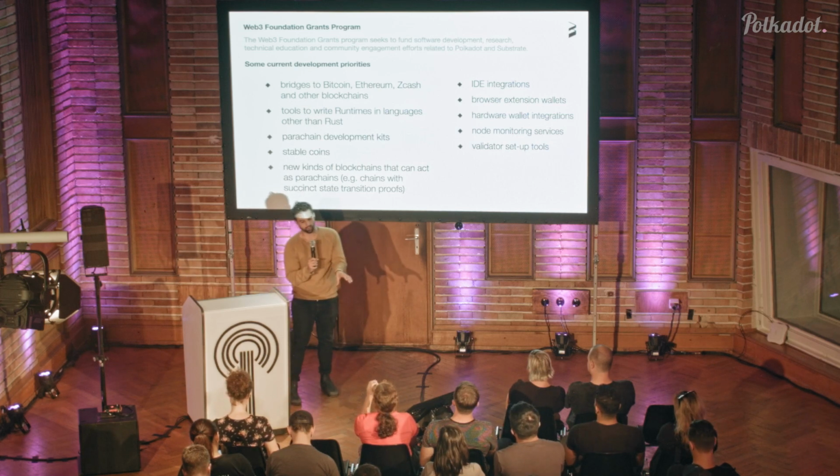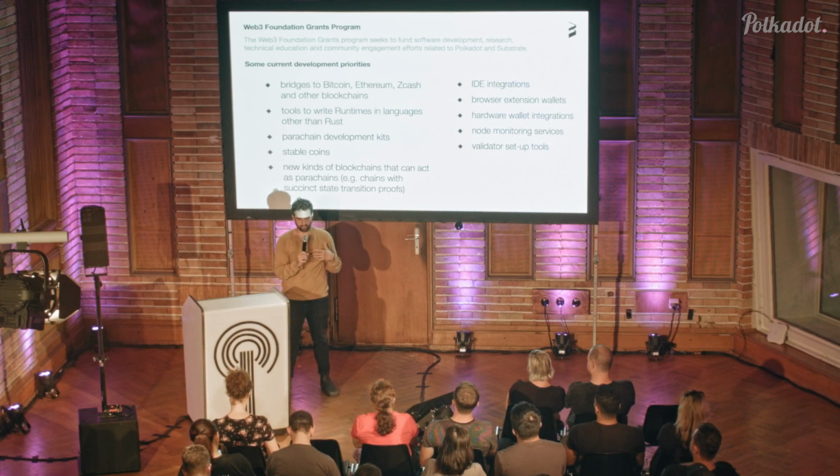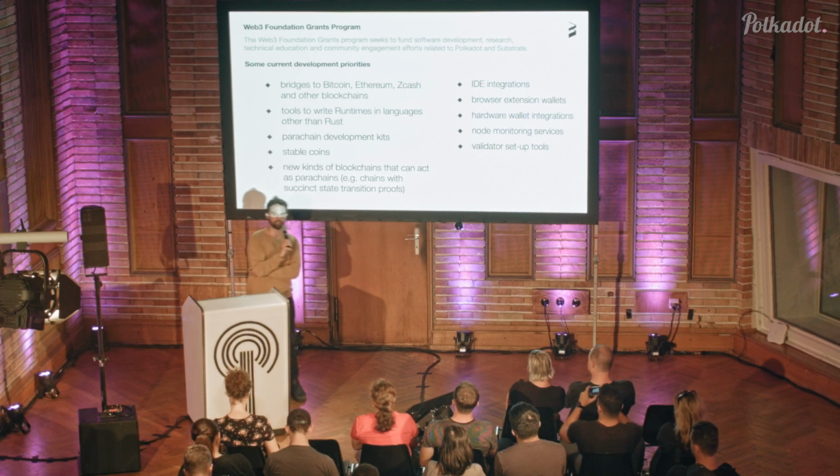Besides that, we would definitely be interested in supporting projects that build tools to generate runtimes in languages other than AssemblyScript. So if you have a proposal or that's something you're interested in, then please get in touch. Other stuff: parachain development kits. This is something we're going to have an RFP out for probably in the next few weeks. Right now, the way to do this, again, you need to know Rust. You kind of have to use a combination of Substrate and Cumulus, which is in development. And we just want to build an alternative to that.